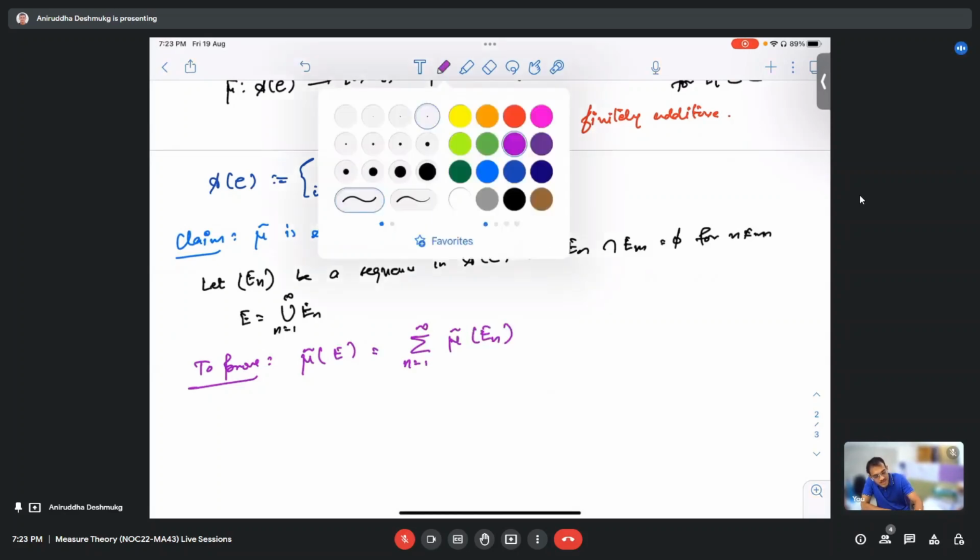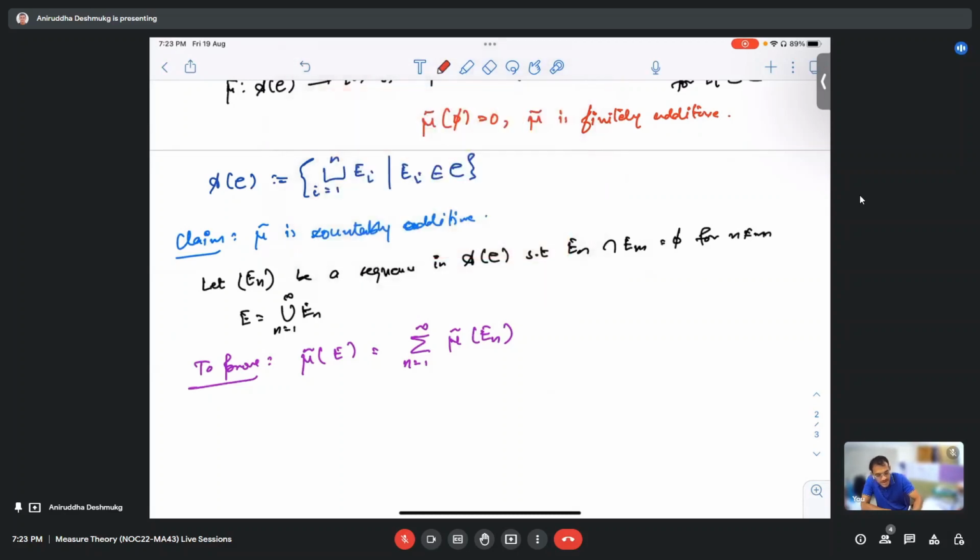Provided, see the issue here is there is no guarantee that this E is inside AC. Correct? Do you agree with this? Yes, sir, because AC is closed under finite unions, but it may not be closed under countable unions. So we have to prove this equality provided E is inside AC.